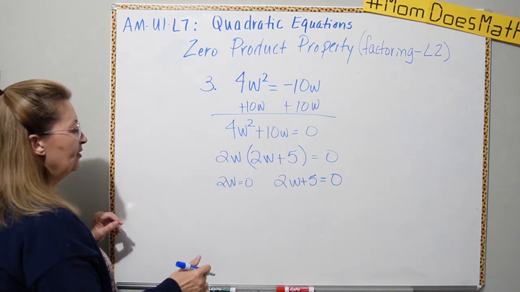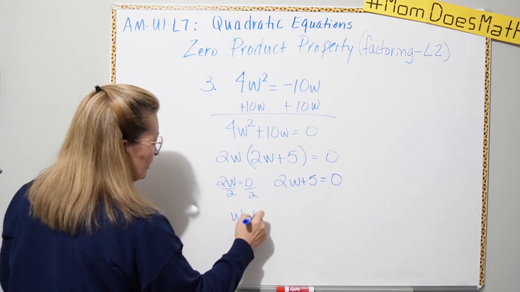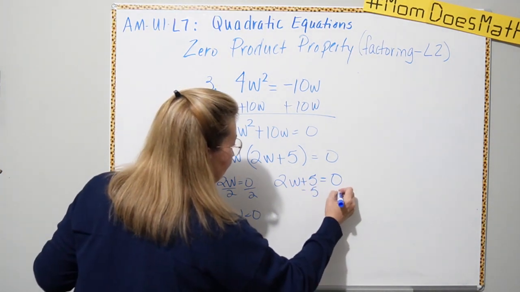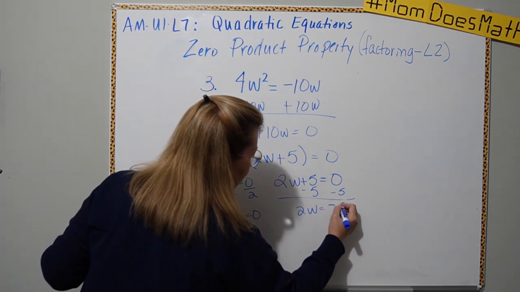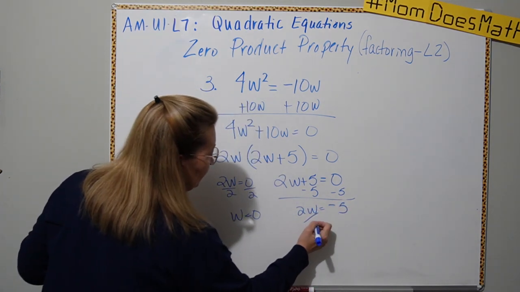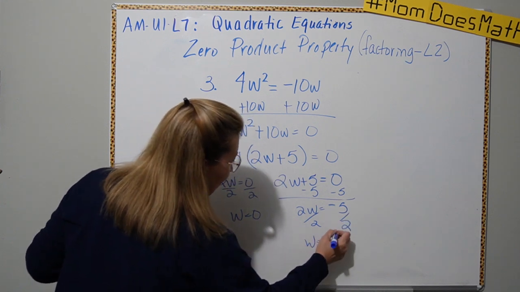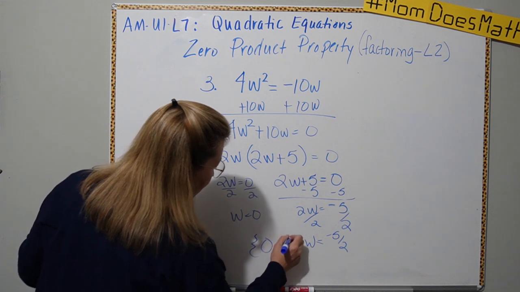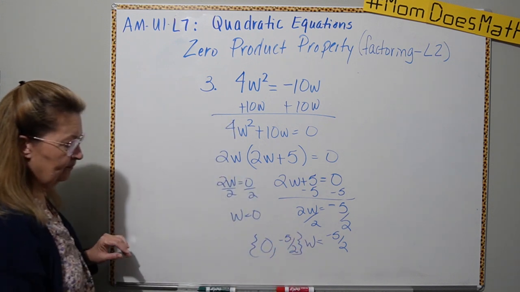Now I'm going to solve both of them. Here, I'll divide both sides by 2, so w is 0. Here, I'm going to subtract 5, so I get 2w equals negative 5, and then I'm going to divide by 2, so w equals negative 5 halves. So my options are 0 and negative 5 halves.